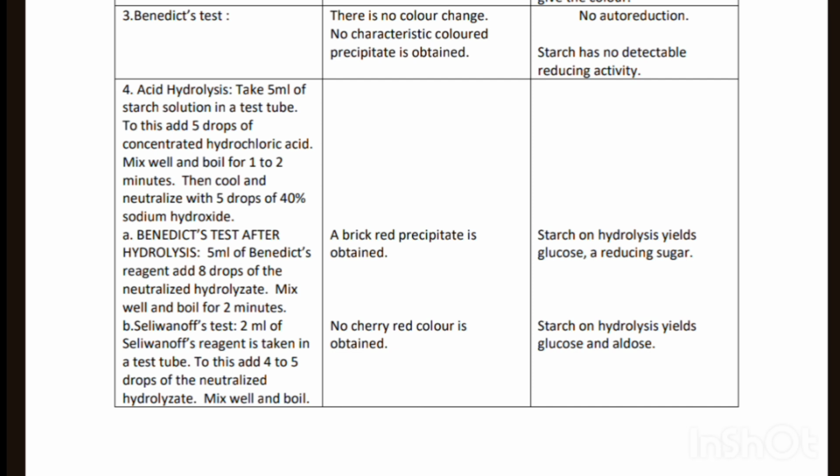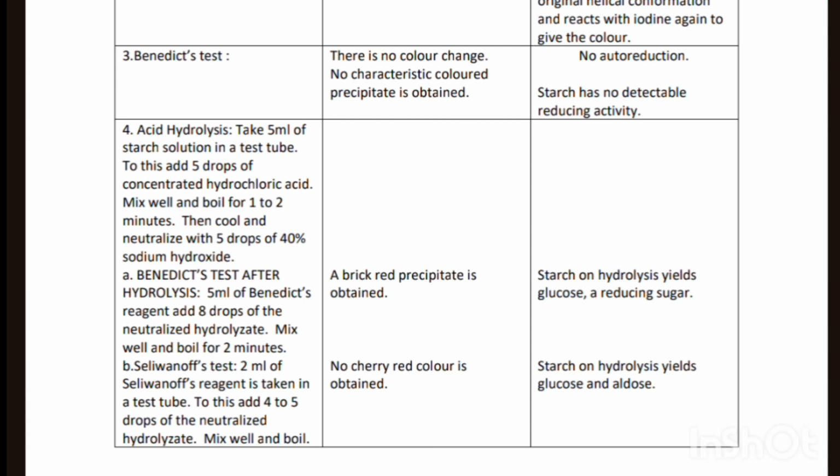Now you will do Seliwanoff's test, and there is no cherry red color. Why? Because it only has glucose. Glucose, which is an aldose, will not give a positive Seliwanoff's test. If fructose was there, it would have given a positive. So since there's no cherry red color, starch on hydrolysis yields glucose, which is an aldose, so it will not give a positive test. This is the major difference between sucrose and starch. If you have both, obviously the iodine test also matters, but this is one more point with which you can differentiate sucrose and starch. You will have to write the report.